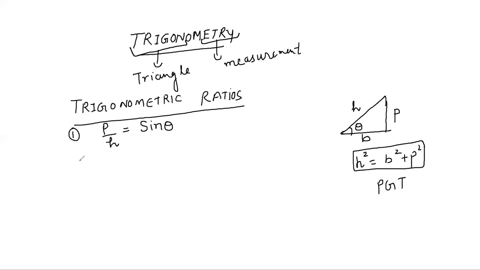Like this, if we have b upon h, this is known as cos theta. These things we have to remember. And the third is p upon b, perpendicular upon base, and this ratio is known as tan theta. Like this we have six ratios.